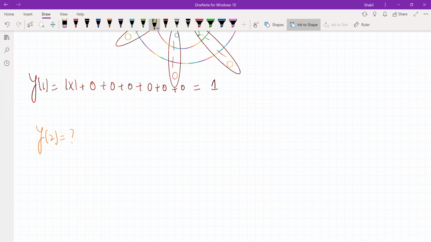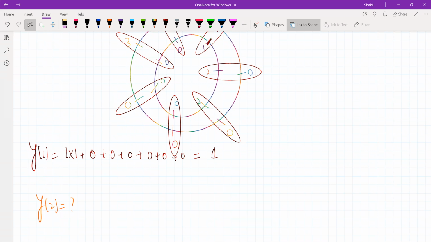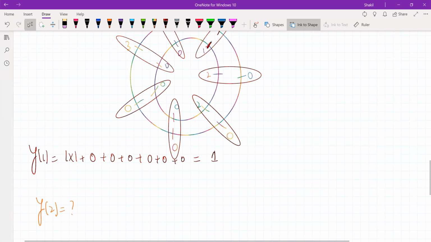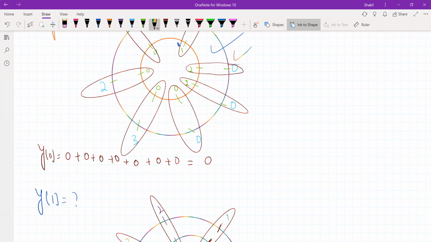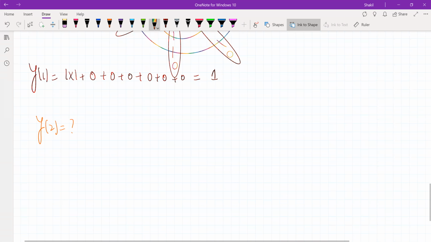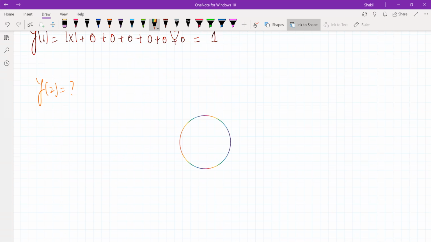For y of 2, we can give either one more rotation to the one that we already rotated in the previous part, or give two rotations from the one we used to compute y of 0. So we draw the concentric circles again, and this is our starting point, then 1, 0, 1, 2, 3, 4, 5, 6. So this is first, second, third, fifth, sixth, and seventh.